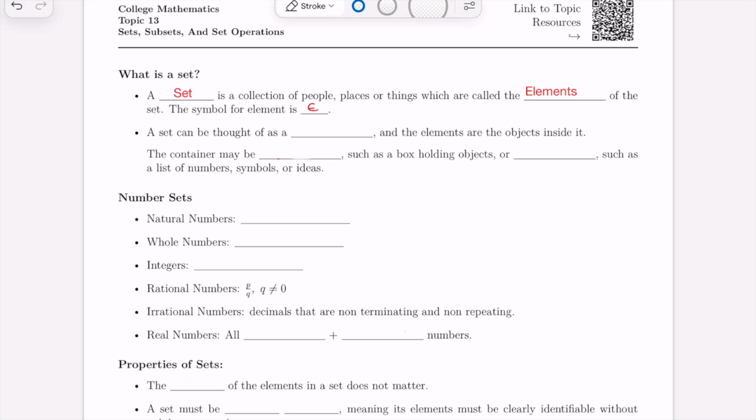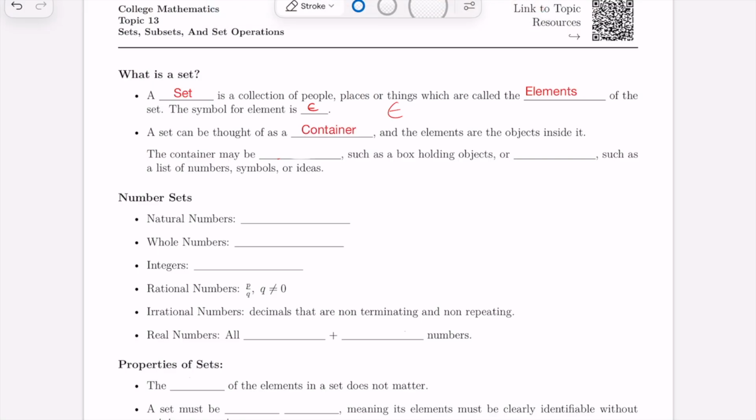There is a symbol for that, and it looks like this. I know it might be a little bit hard to see. When you make that, it's almost like the letter C and then a little line through it, or kind of a funny looking E, which is great because it stands for element.